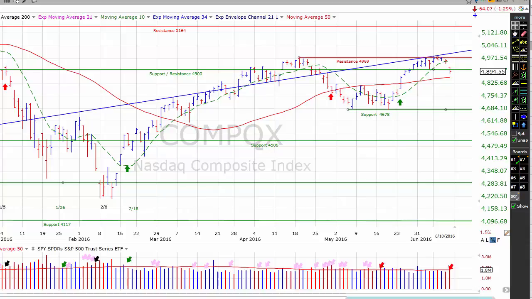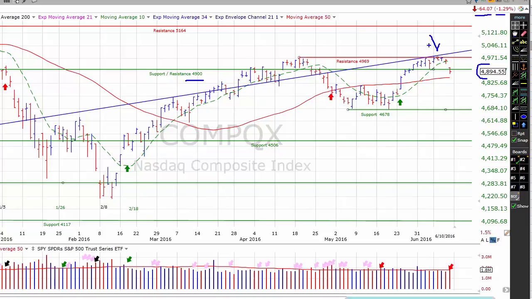Okay, on Friday, the NASDAQ dropped 64.07 points, or 1.29%. We closed at 4894, and notice how we undercut this support level in the 4900 area. NASDAQ's been struggling with that support resistance area for a while.